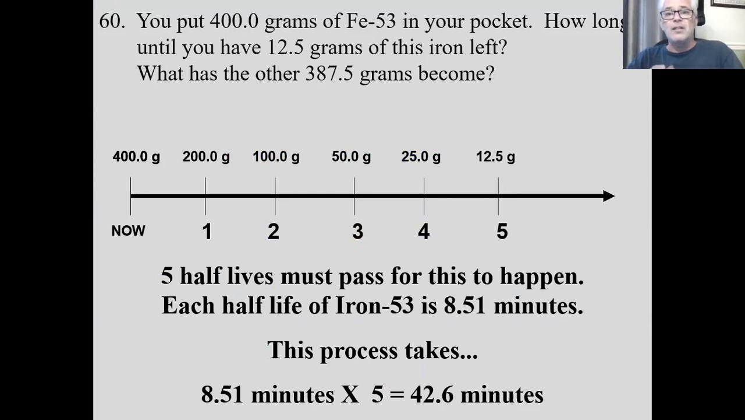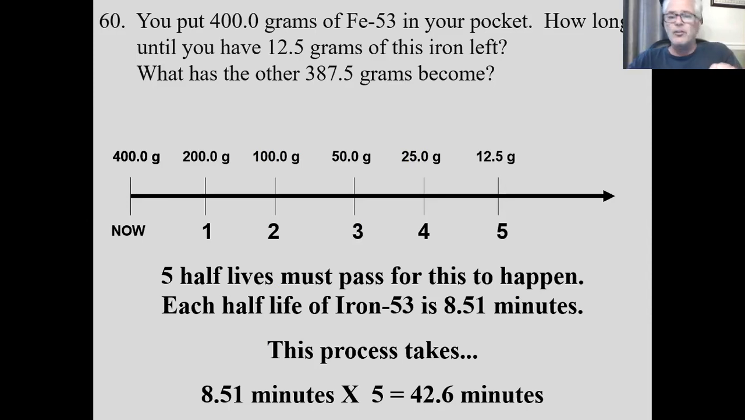How long does this take? Well, on table N, the half-life for iron 53 is 8.5 minutes. So 8.5 minutes times 5 half-lives is about the length of a class at Vestal, 42.5 minutes. So you start out with 400 grams, a baseball, a rock, a big chunk of metal, iron. And in 42.5 minutes, it's just 12.5 grams of iron.